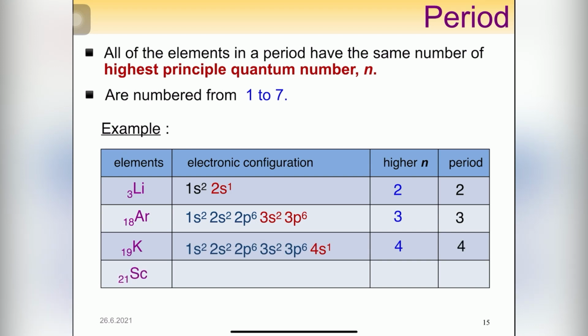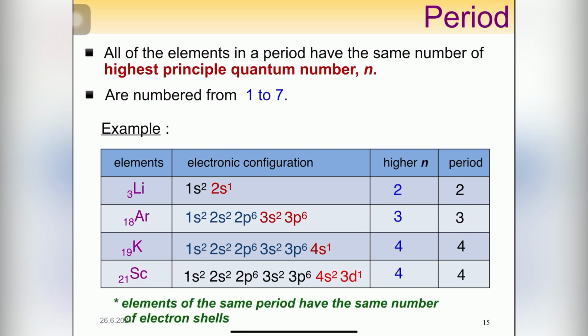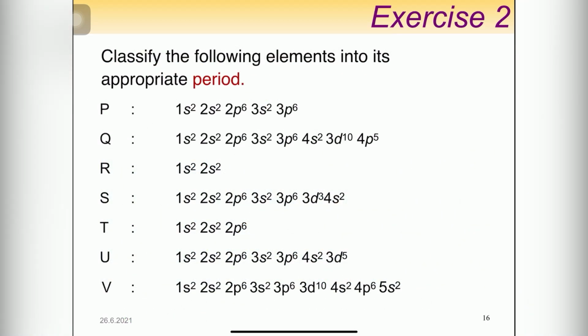And for scandium, 4. Okay, highest n is 4, so it is located in period 4. Elements of the same period have the same number of electron shells. Okay, let's see exercise 2.